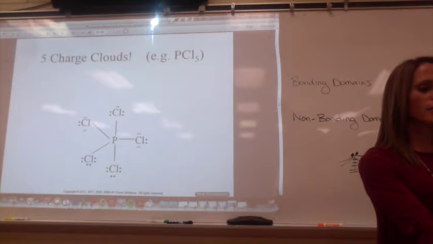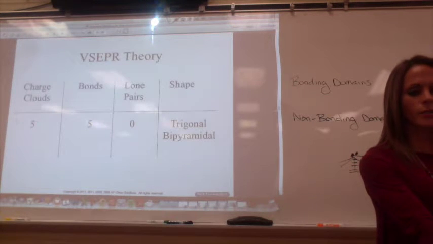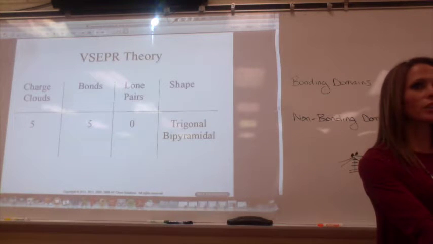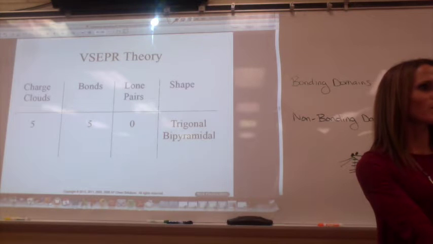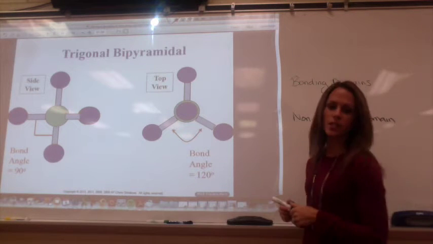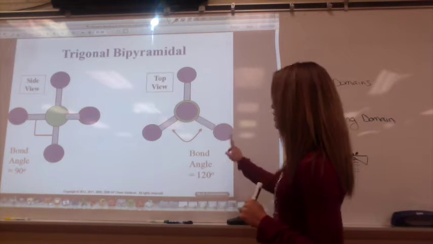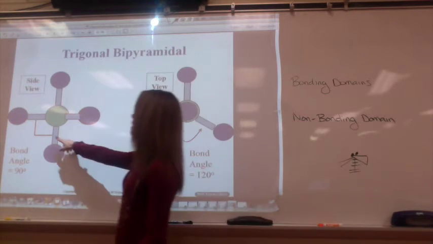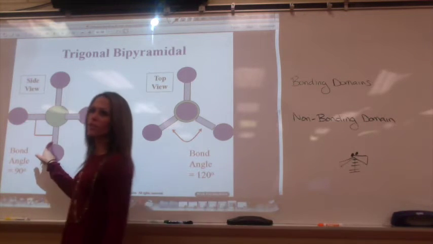All right, how many domains? 5 bonding, 0 non-bonding. Say this one. Good, Henry. Trigonal bipyramidal. Let's try to say it under your breath at least so that you don't say it wrong. Trigonal bipyramidal. Okay. All right, so we have 2 bond angles here. We have a 120 degree, so your top view is planar, and then your bond angles here are 90 degrees along the side view.